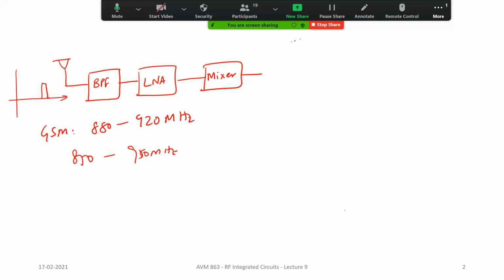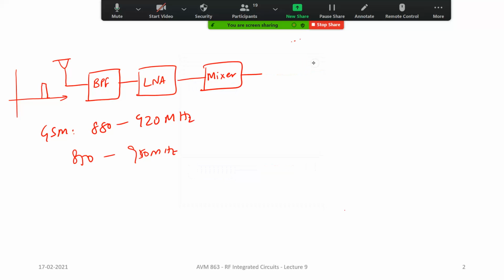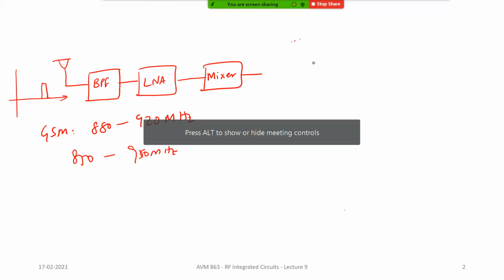These are sold as separate commodities, and usually cell phone manufacturers or any other wireless communication system developer will basically, okay, you're saying try pressing Alt. Yeah, let me try that as well. Oh yeah, thanks man, thanks a lot.